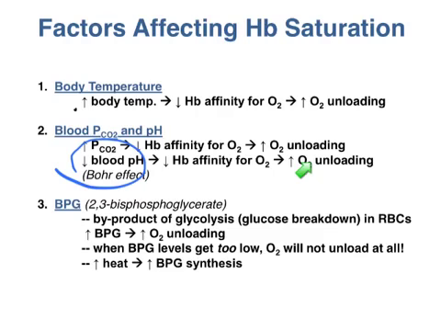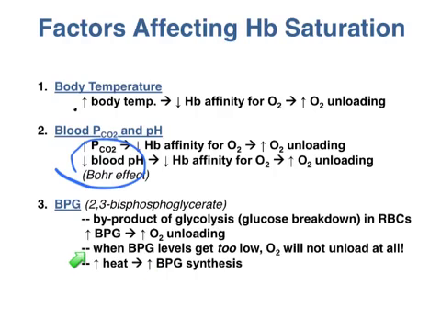And this third factor is something called BPG, and BPG is produced by glycolysis in your red blood cells. Okay, and since red blood cells don't have mitochondria, they're constantly doing glycolysis, so they're constantly producing BPG. The more BPG that you have, the greater oxygen unloading that you have, and increased body temperature also increases synthesis of BPG. So you get more BPG made when your body's warmer. Now, if BPG levels get too low, oxygen won't unload at all. So BPG is actually essential for oxygen unloading.